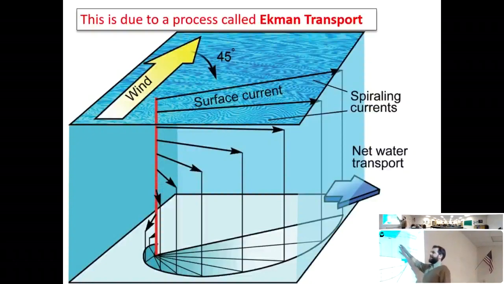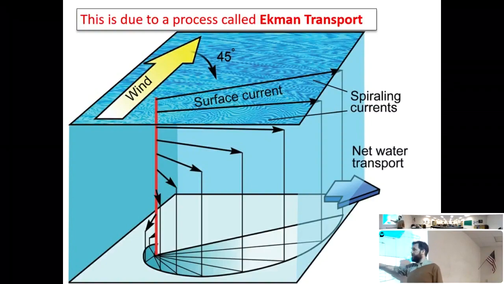So you'll notice that the magnitude of the current decreases as you go down, and then also the direction of movement continually shifts to the right. So that creates that weird spiral shape.